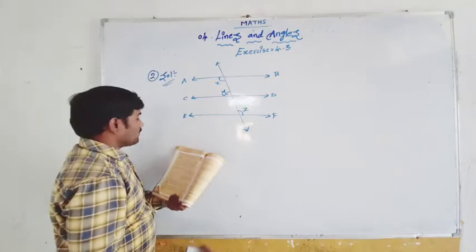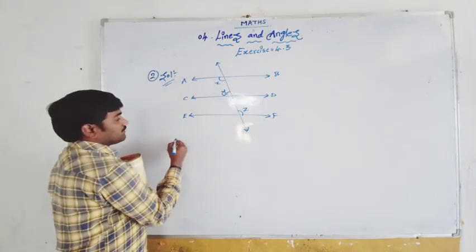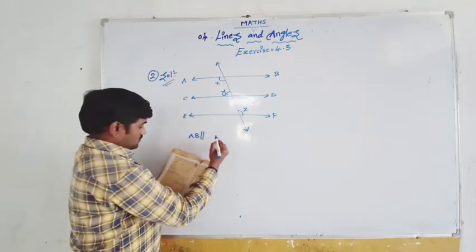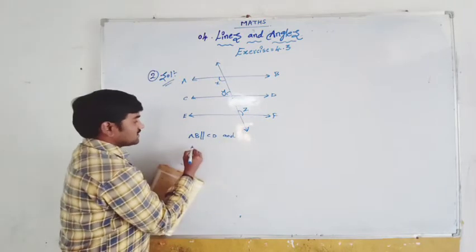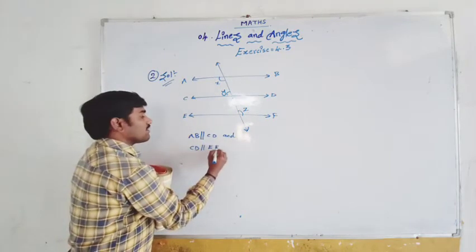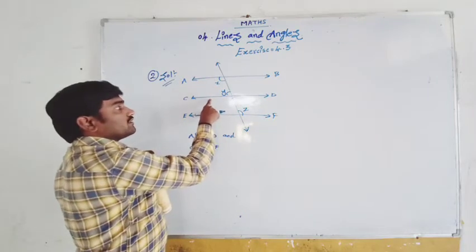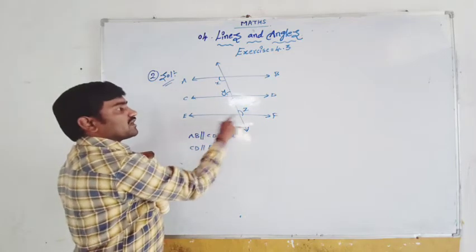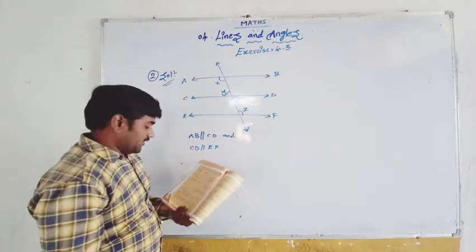Here it is also given that in the adjacent figure AB is parallel to CD and CD is parallel to EF. According to Euclid's elements, if one line is parallel to another, and that one is parallel to a third, then the first is also parallel to the third. That means AB is parallel to CD and CD is parallel to EF, so AB is also parallel to EF. We need to keep that in mind.